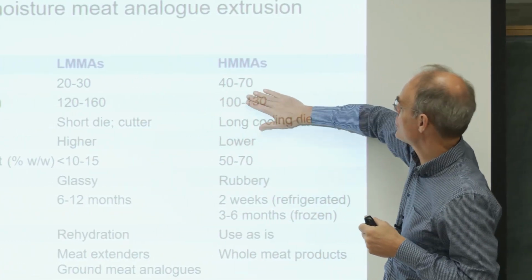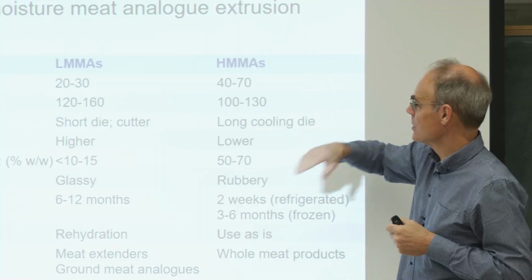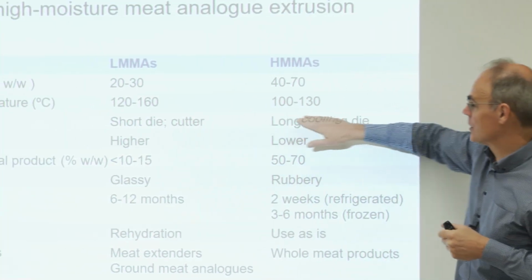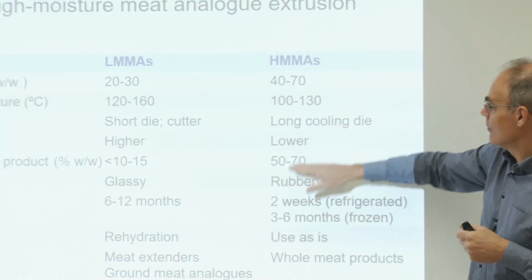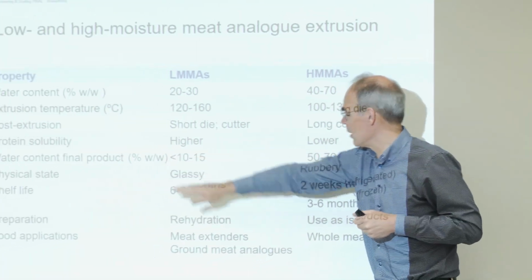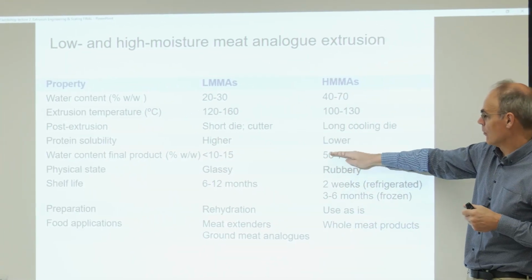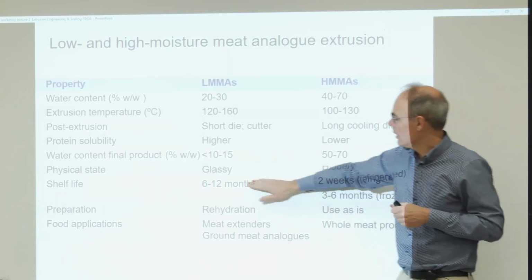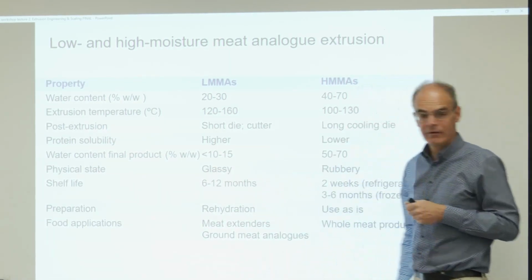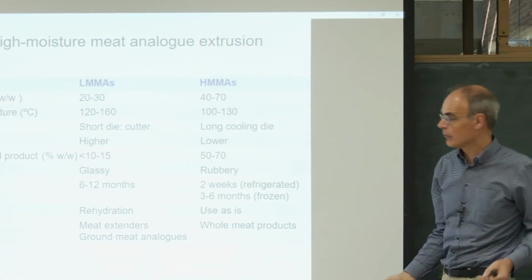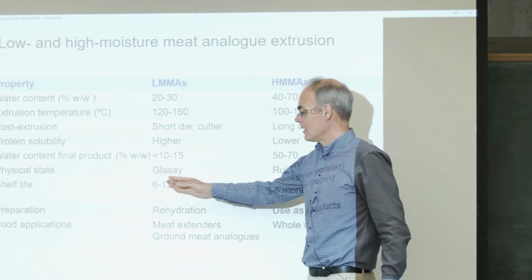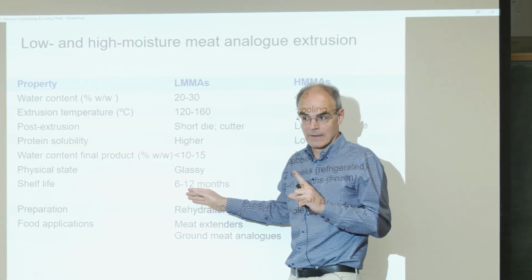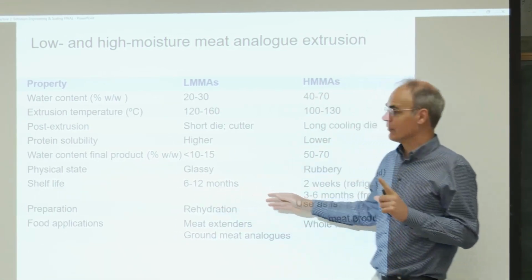High moisture extrusion is at somewhat lower temperatures. Then we talked about the differences in die. That's really the difference in the setup of the extruder. And then the final product: this is a pretty dry product. Here you retain that water, and here we have that rubbery, leathery texture. Here we have the dry, brittle, glassy texture. It's a dehydrated product. So also in the product applications and the cost of product application, you see a lot of difference.